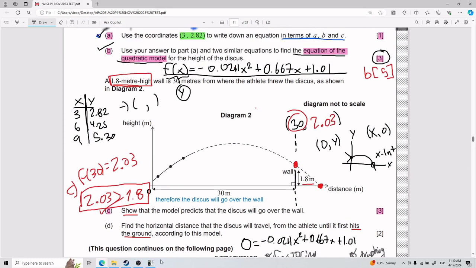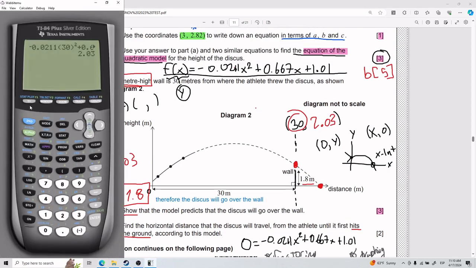The most efficient way, in my opinion, to do this is just to graph it. So go to y equals and put this whole thing in. So negative 0.0211 x squared plus 0.667x plus 1.01.